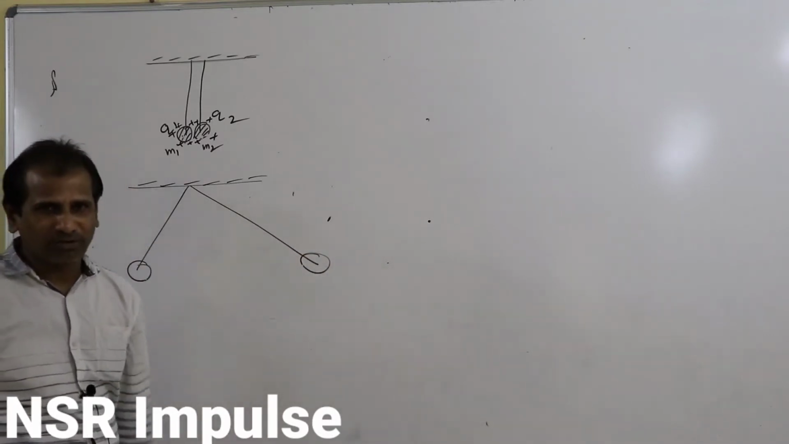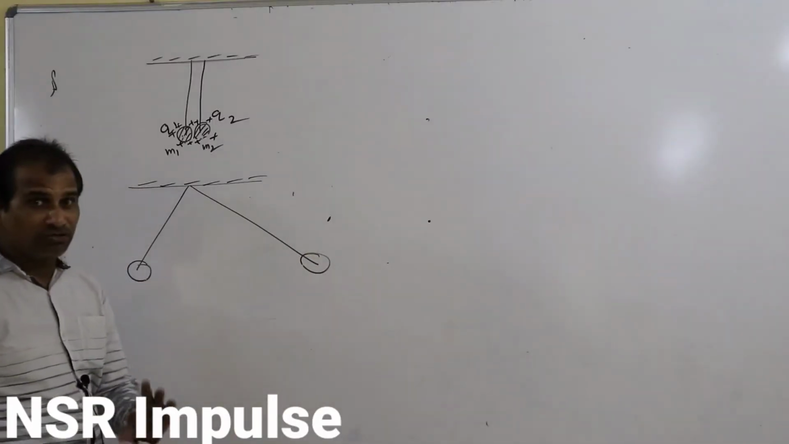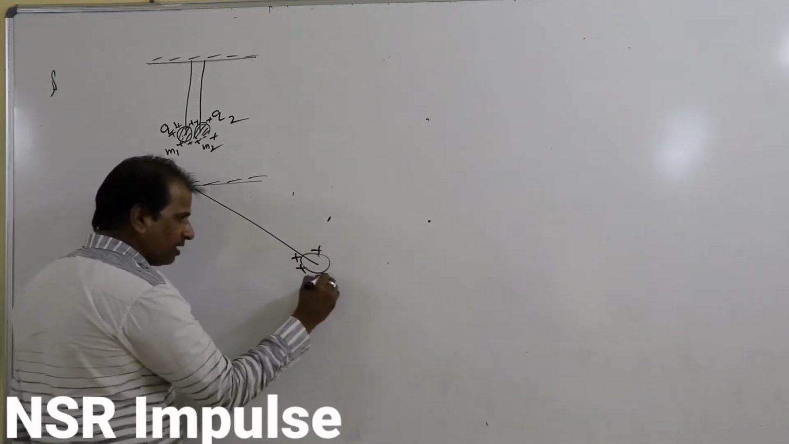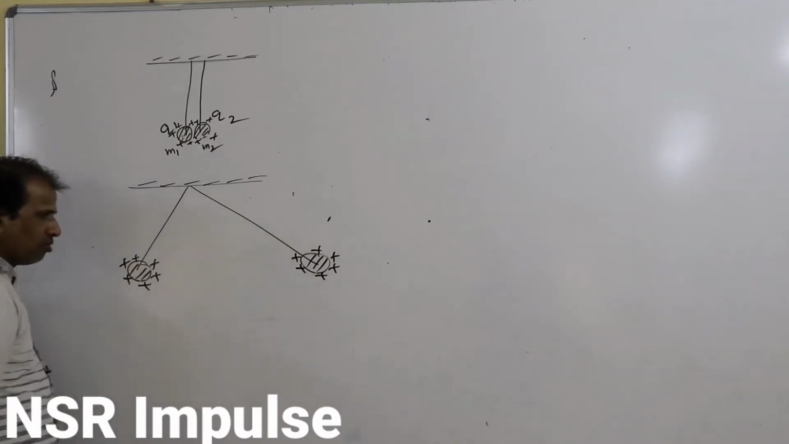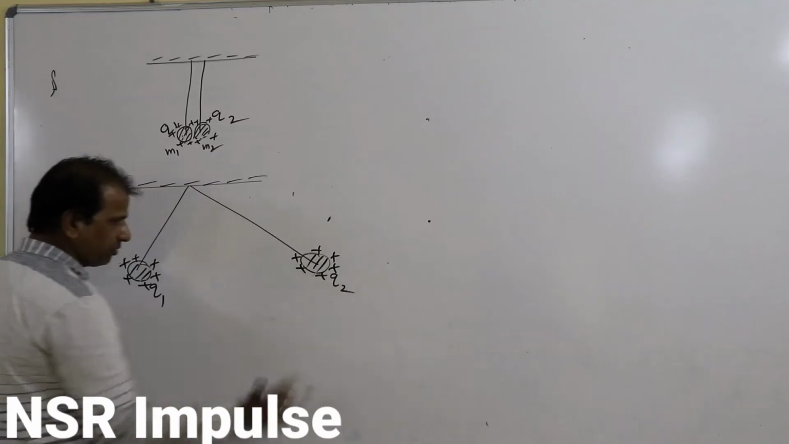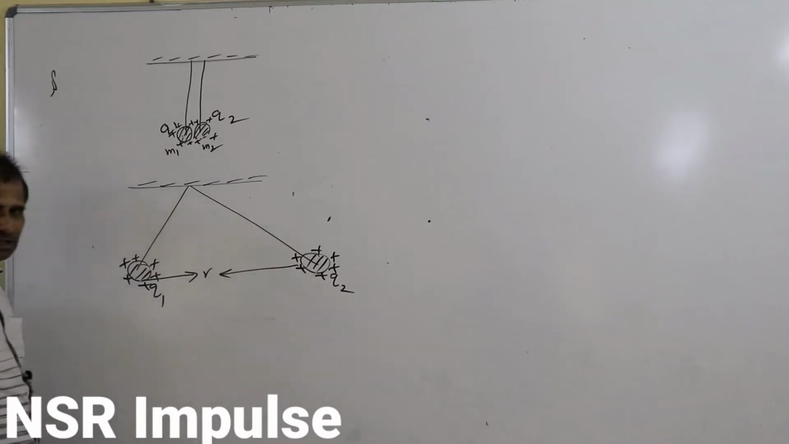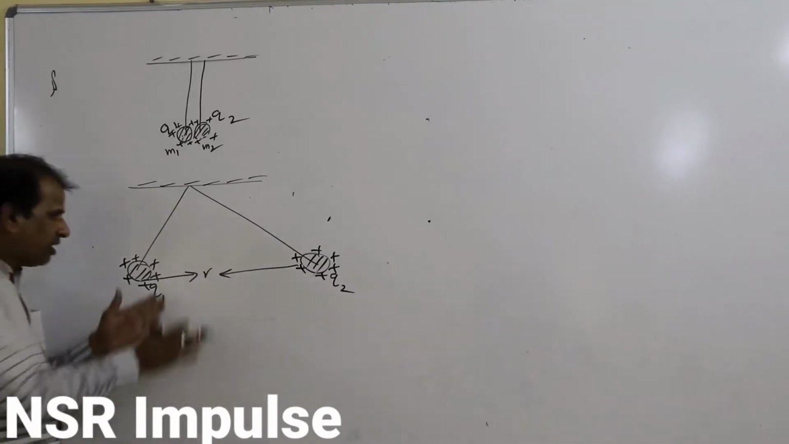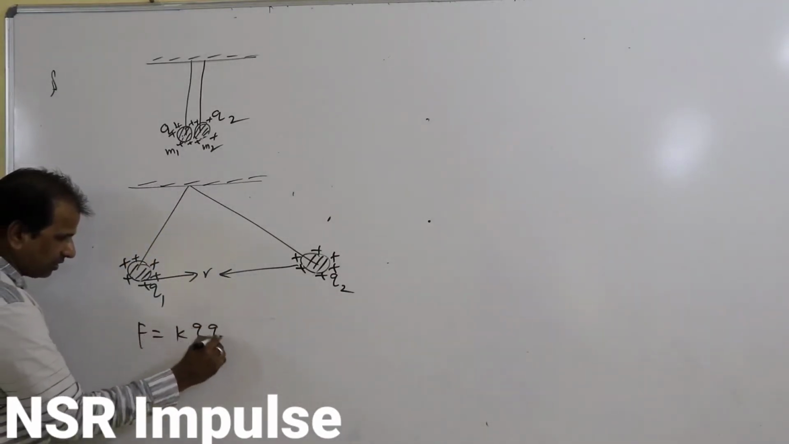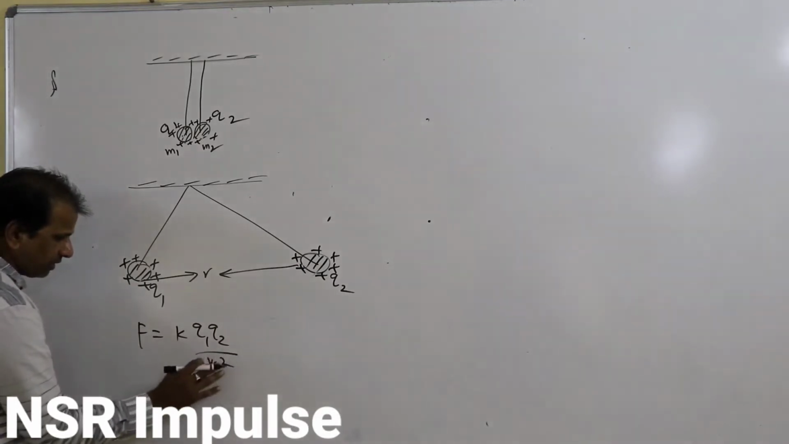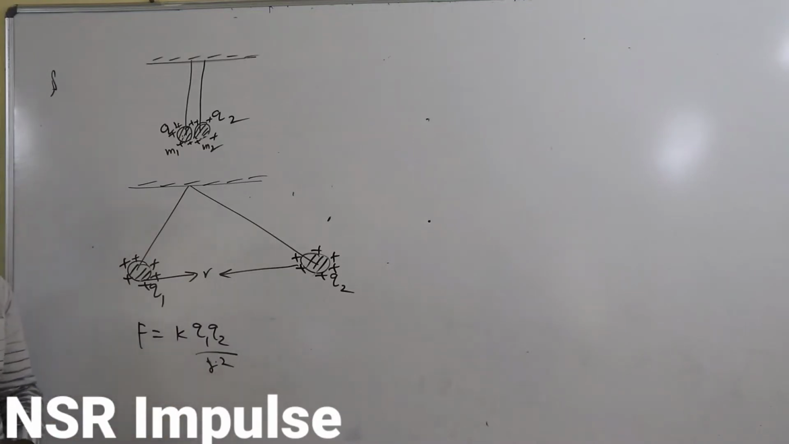We have to discuss that equilibrium. How to analyze it? Between them, what force is there? Repulsive force, because they have the same charge, Q1 and Q2. Let the distance of separation be R. Then the force between these two charges is K Q1 Q2 by R square, where R square is the square of the distance.